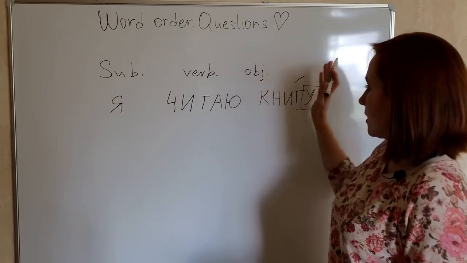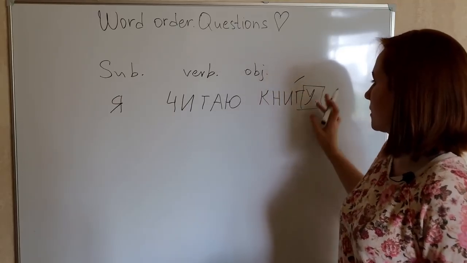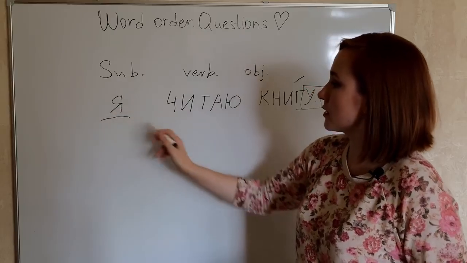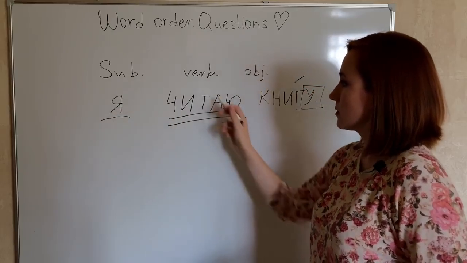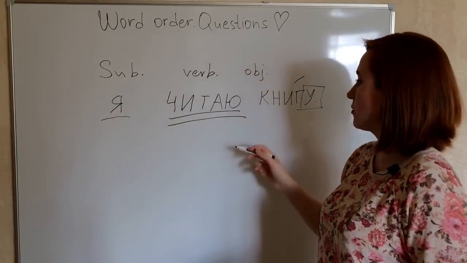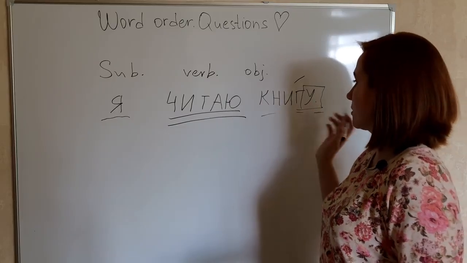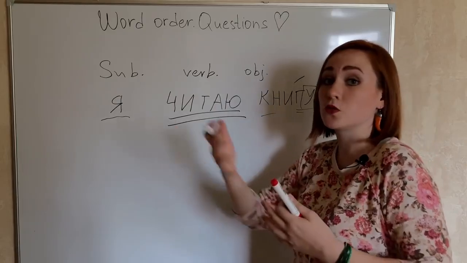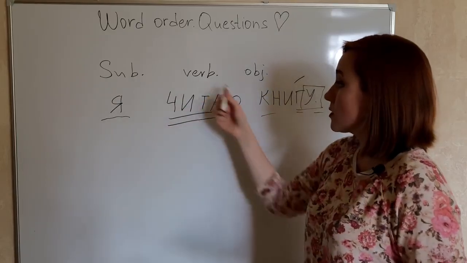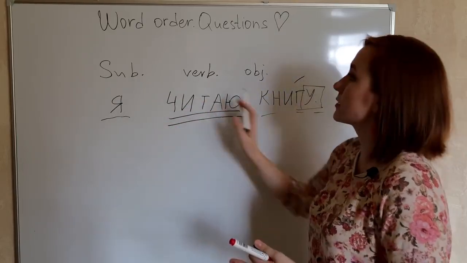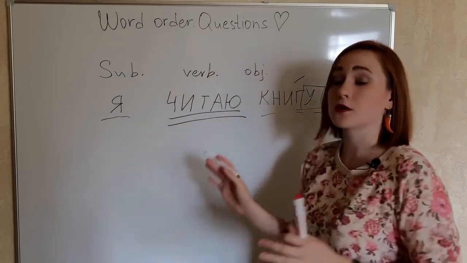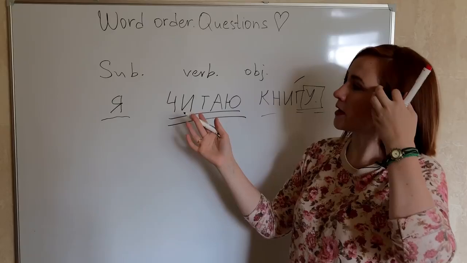So now don't look at the ending. Just remember that subject я, a verb читаю, and an object книгу. Я читаю книгу. I'm reading what? I'm reading a book. So this basic word order is the most typical for most languages.